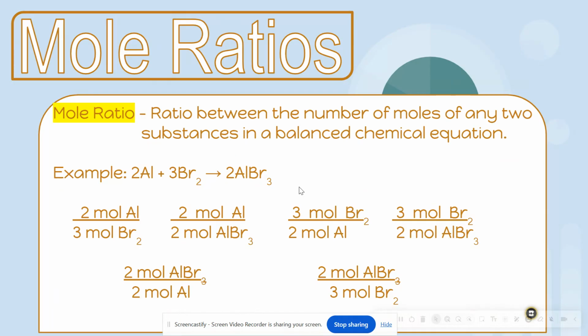Mole ratios. Mole ratios are going to be our friend and our bridge between substances in equations. It's a ratio between the number of moles of any two substances in a balanced chemical equation. The key word right here is balanced. If we take a look, we have 2Al plus 3Br2 yields 2AlBr3. These 6 ratios down here at the bottom are the mole ratio possibilities that we could make.